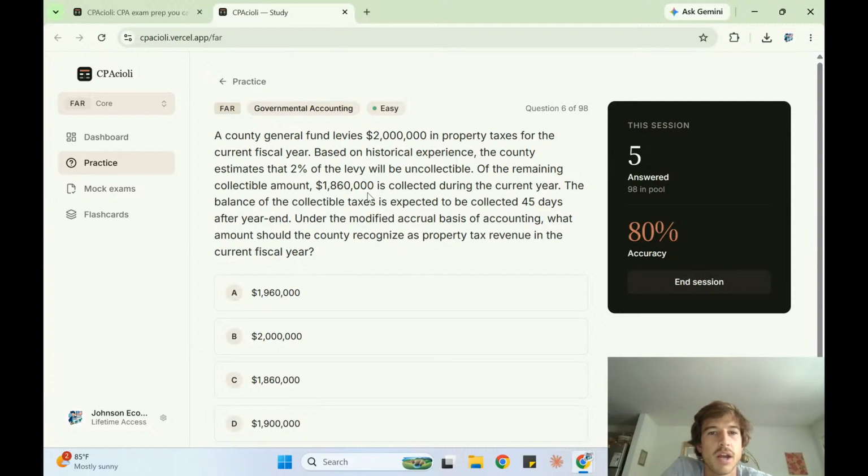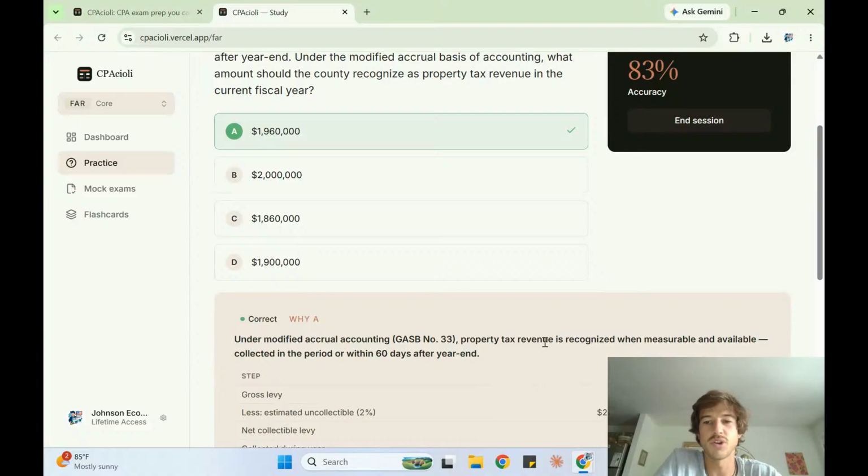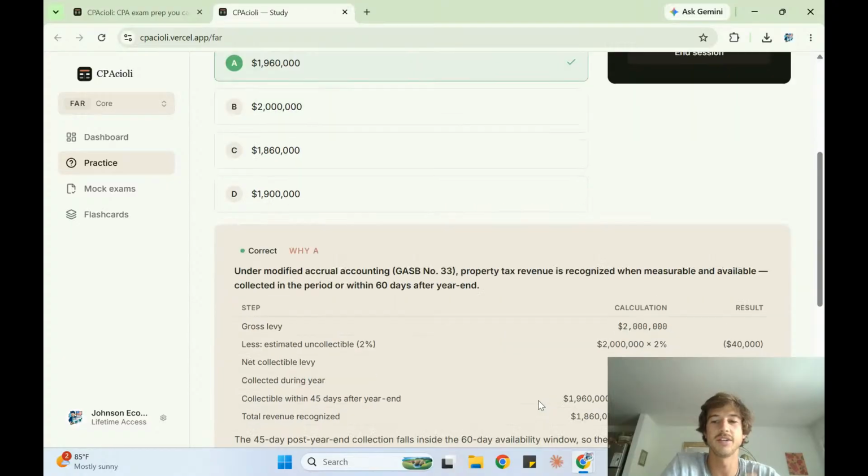2% of the remaining collectible account that is collected to be in the current year. Modified accrual basis. Okay. I believe under the modified accrual basis, you do what you estimate at the beginning of the year. So 2 million, 2% of 2 million is 40,000. So I believe it would just be 40,000 subtracted from that. Okay, cool. Property tax revenue is recognized when measurable and available, collected in the period or within 60 days after year end.